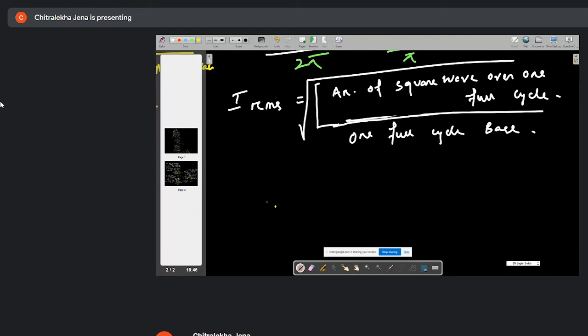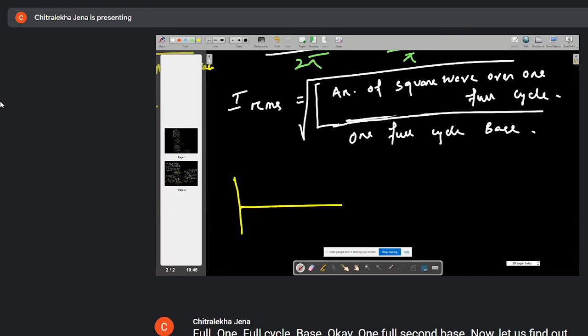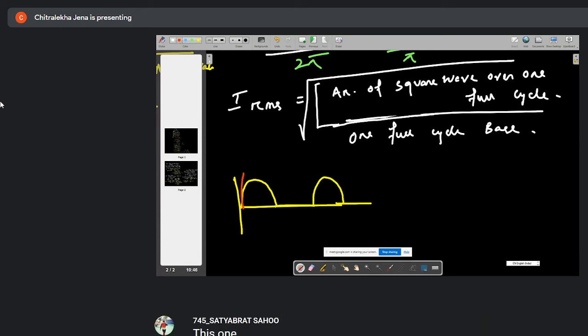Area of the square wave. Tell me. So this one is what? This is your waveform. Okay, if we find the square of this one, this will be this one. Yes or no? Yes, ma'am.